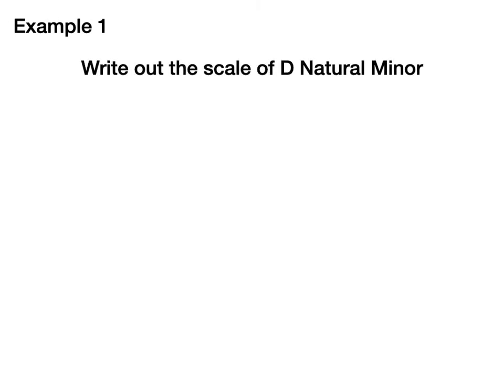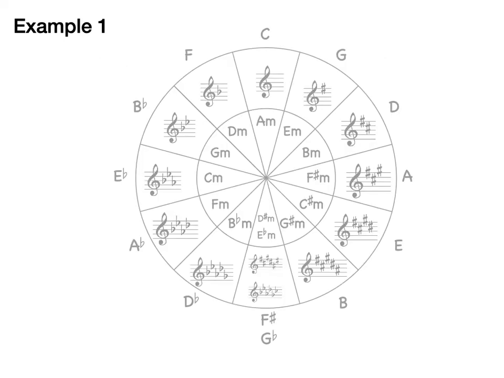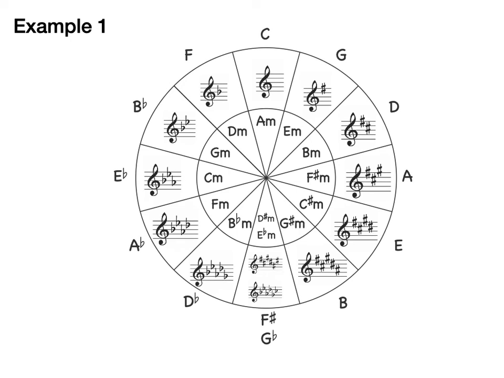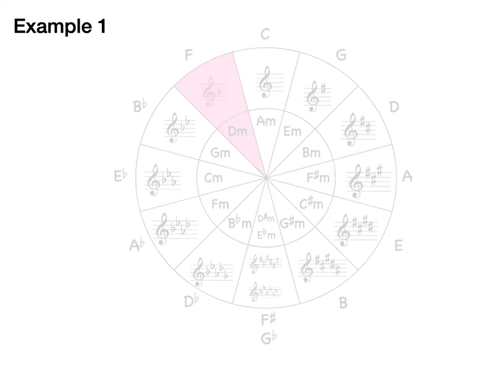Let's look at a couple of examples. Example 1. We're going to write out the scale of D natural minor. So let's look at the circle of fifths. Can you find D minor on the circle of fifths? There it is. And you can clearly see it is the relative minor of F major. This means that D minor has a B flat the same as F major.